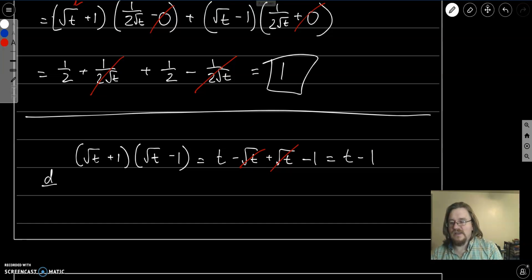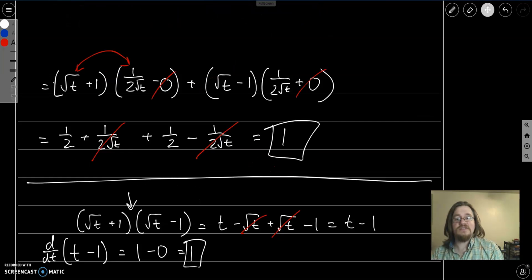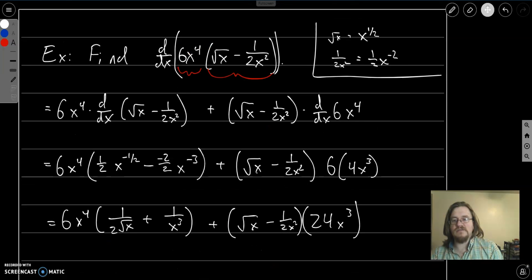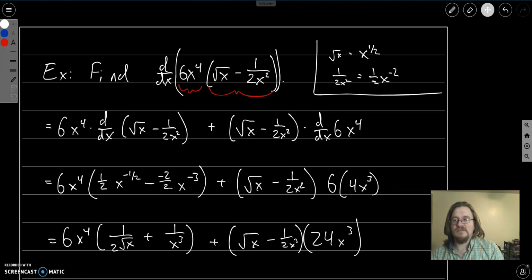Well, and this is really easy to take the derivative of. The derivative of t minus 1 is just going to be 1 minus 0, which is 1. And when we look at this, which way was faster? Well, it was faster to actually multiply these out and take the derivative. So, depending on the situation, maybe it's faster to use the product rule. Maybe it's faster to multiply things out.